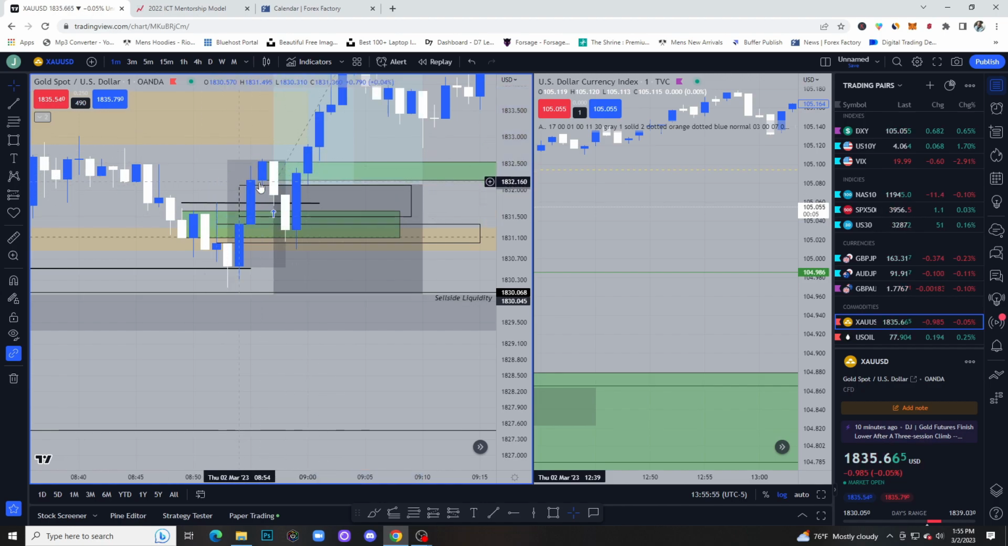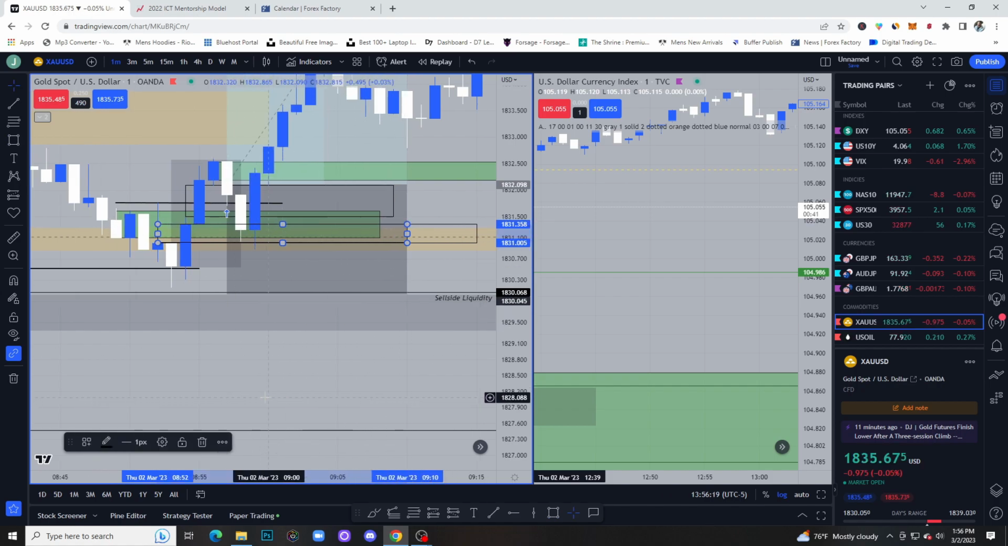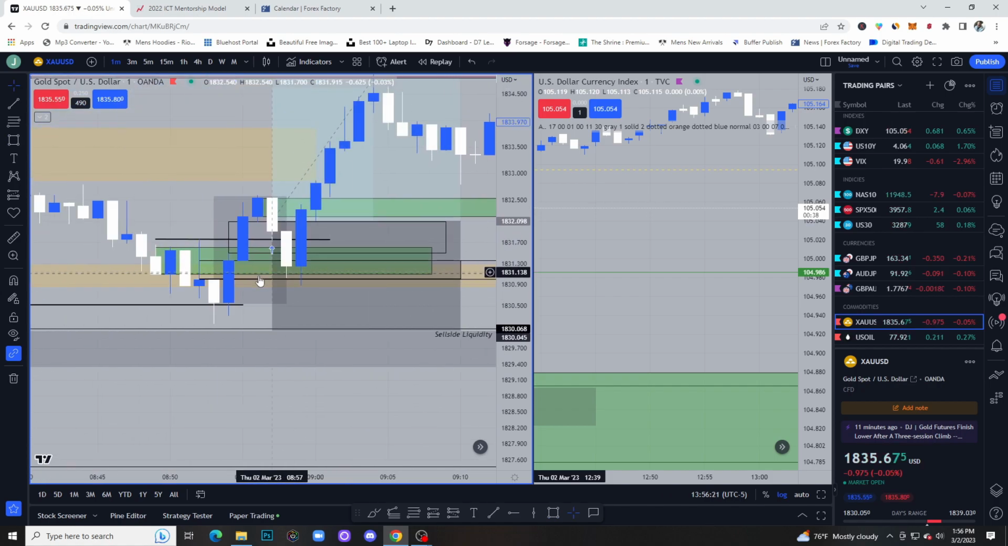Now, I did have it in my mind of wanting to take the entry here, but I wasn't sure if it was going to end up here. So generally what ICT teaches us is, when you have two fair value gaps form back to back, you can sacrifice the lower one right here, because there's another fair value gap right here. So if you want to get in, you can sacrifice this entry, because this is the more precise entry.